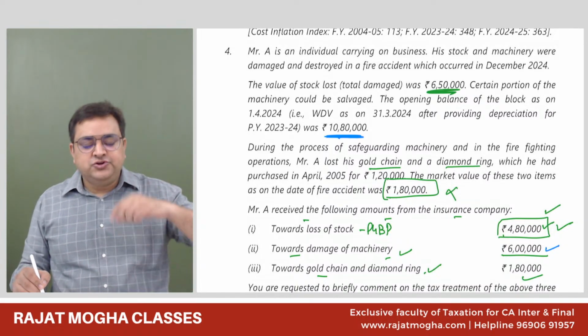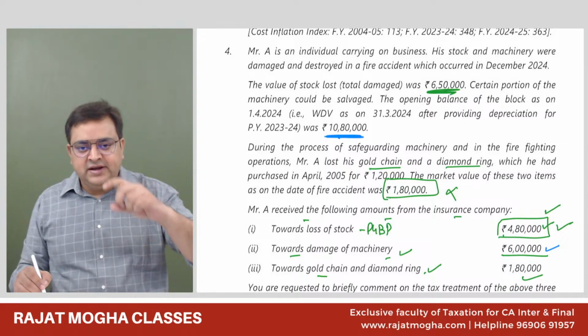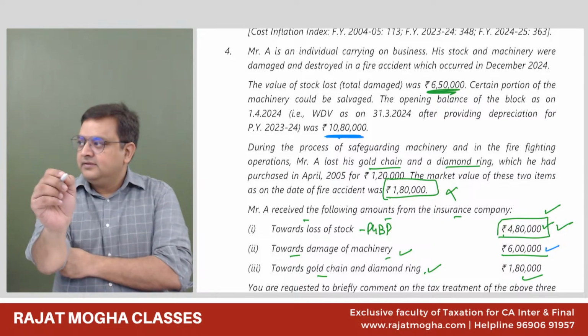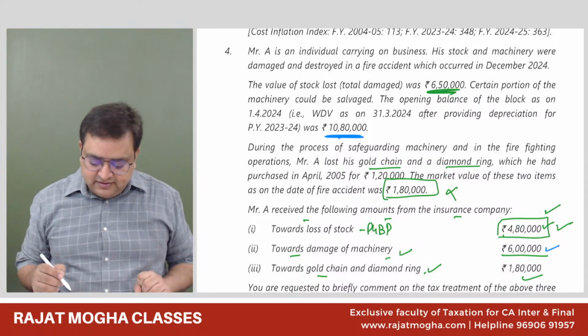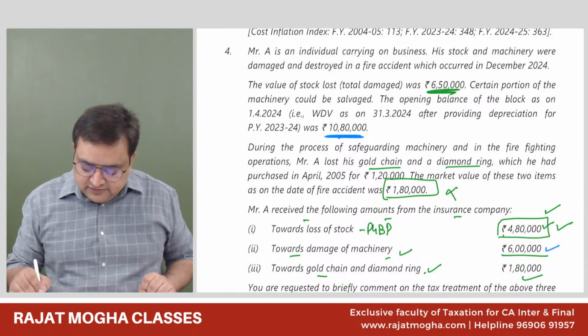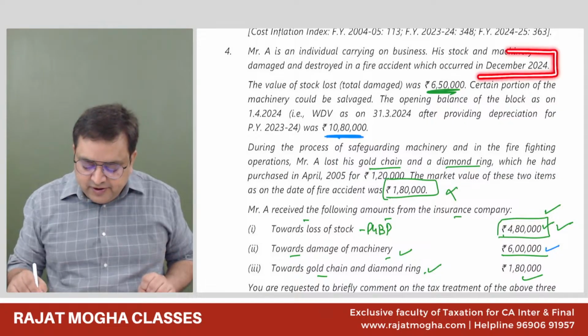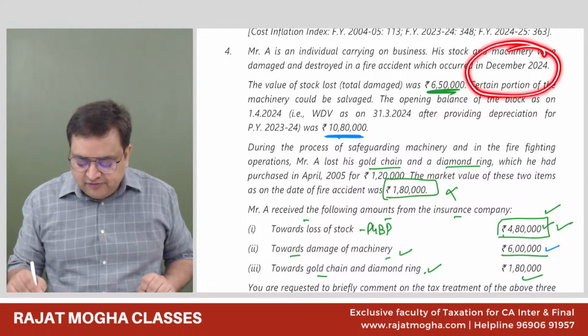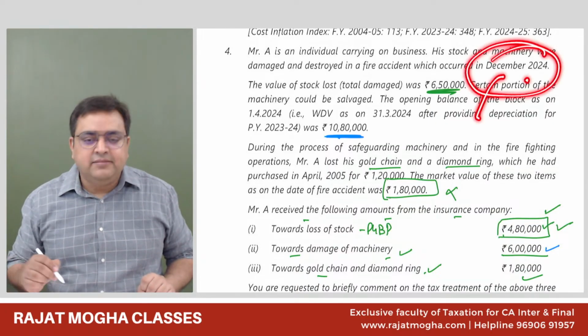The date on which the insurance company is giving you money, or the date on which there was a destruction? The date there was destruction. Correct. The date of the fire, the date of the destruction, that is December 2024. So this is actually the date of transfer.